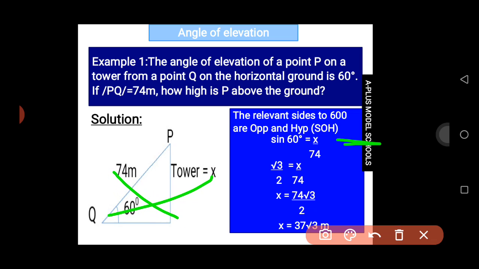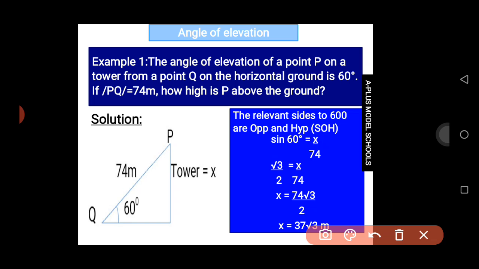Here, cross multiply from here, this is over 1, so x times 1 is x. Or I can first look for the value of sine 60 degrees. Don't forget, from the trigonometric table that I gave you in the last class, I told you that sine 60 degrees is root 3 all over 2. So this sine 60 is the one that gives us root 3 over 2, then equals x over 74.